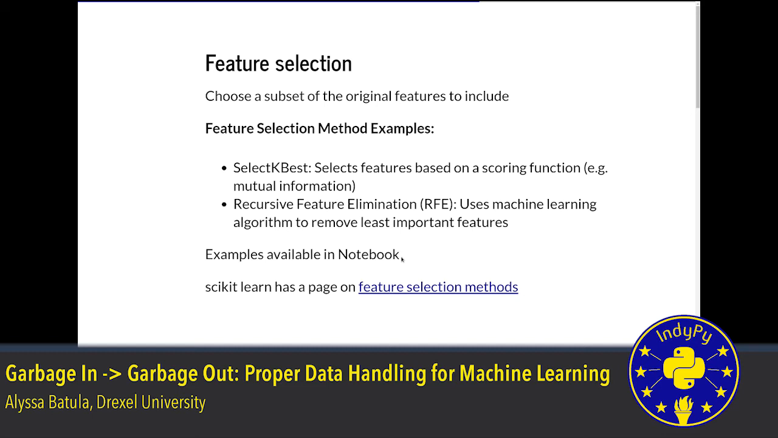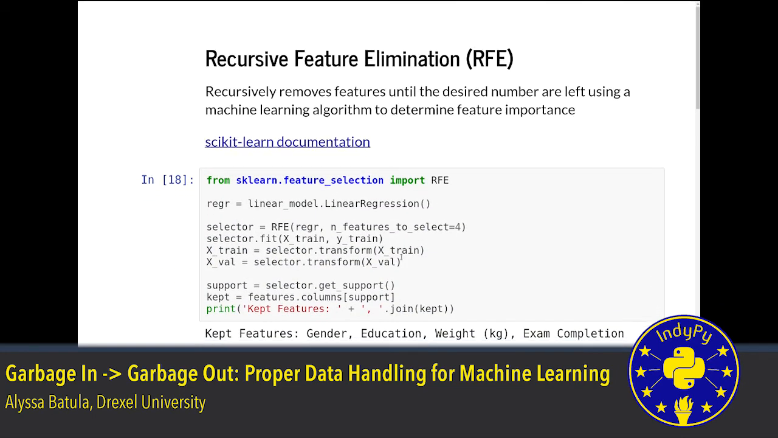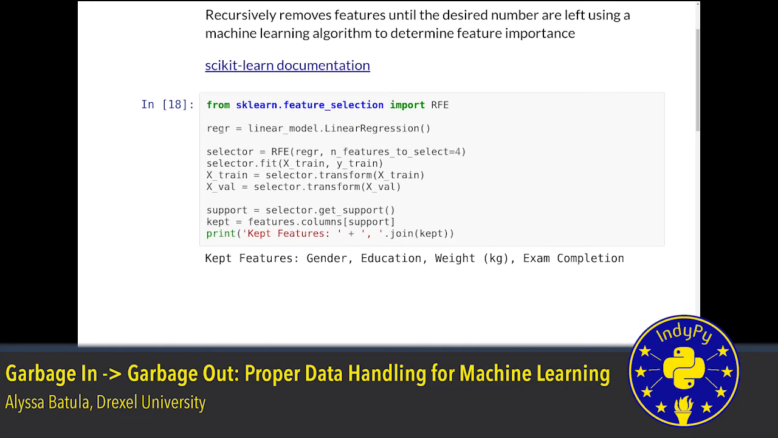And as far as the code, this is for recursive feature elimination. You create your classifier. Just here I have linear regression. You give it your classifier, tell it how many features you want. It runs for a little bit because it does have to do some training. But you give it your features and your labels, transform your training set, transform your validation set. And you can even ask it which features it's kept. So the 4 features it thought were important were gender, education, weight, and interestingly, exam completion. It doesn't always make sense why it picks certain things, but that's what it did.